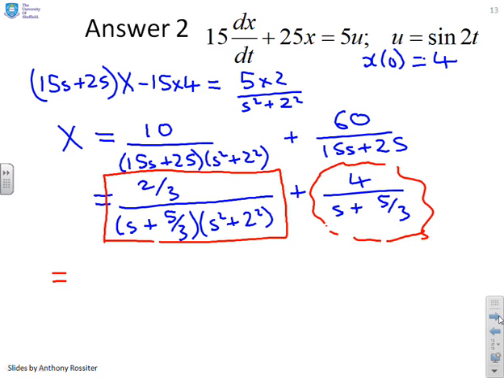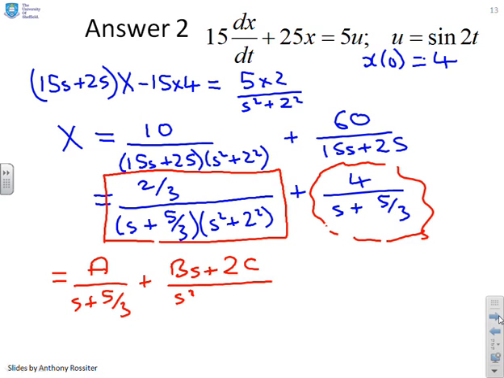I'll put it underneath. It's going to be a over s plus 5 over 3, plus bs plus 2c over s squared plus 2 squared. So you remember, I know that in the solution there could be components of cos 2t and components of sine 2t. So I've put in this partial fractions. The cos is the bs over s squared plus 2 squared, and the sine is the 2c over s squared plus 2 squared. Now, how do I find these unknown residues?